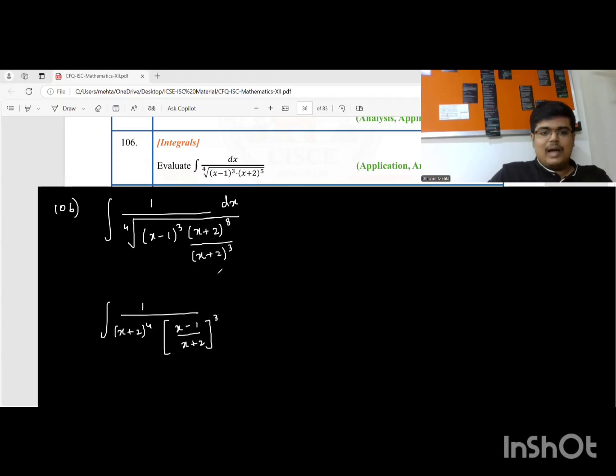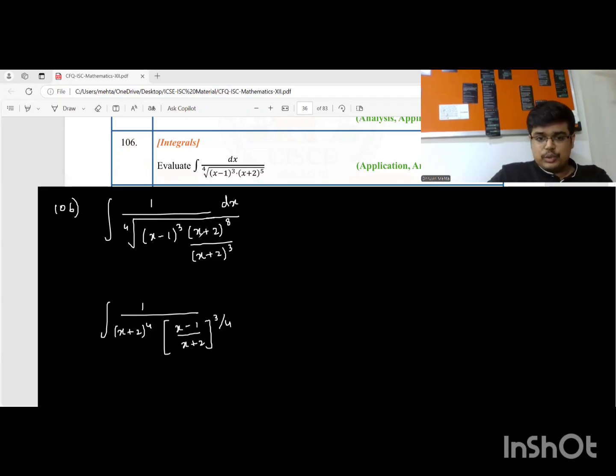Now, how do we convert it to raised to 8? So we can write this as x plus 2 raised to 8 upon x plus 2 raised to 3. Because when we use indices, this 8 minus 3 will be 5. We are basically multiplying with x plus 2 raised to 3, dividing by x plus 2 the whole cube in the root. Now, students, we can take this x plus 2 raised to 8 outside. So we have 1 upon x plus 2 raised to 4. If you look at x minus 1 the whole cube, x plus 2 the whole cube, that is x minus 1 upon x plus 2 the whole cube. And because we have 4th root, I can write it as raised to 4.